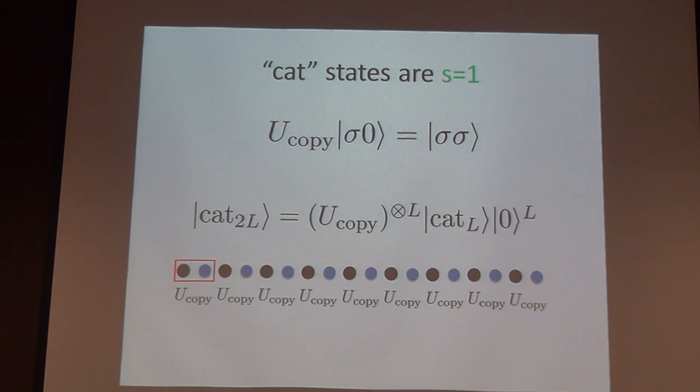And then you can easily see that if I give you the cat state on size L plus a bunch of zeros, I can apply L copies of the copy unitary to produce the cat state on larger size. Imagine every black site again supports the cat state, and the blue sites are a product state. All I do is go in locally and copy the state of the black site onto the blue site for every neighbor. And that will trivially take the cat state of size L and turn it into the cat state of size 2L. So in fact the cat state is an S equals 1 fixed point.